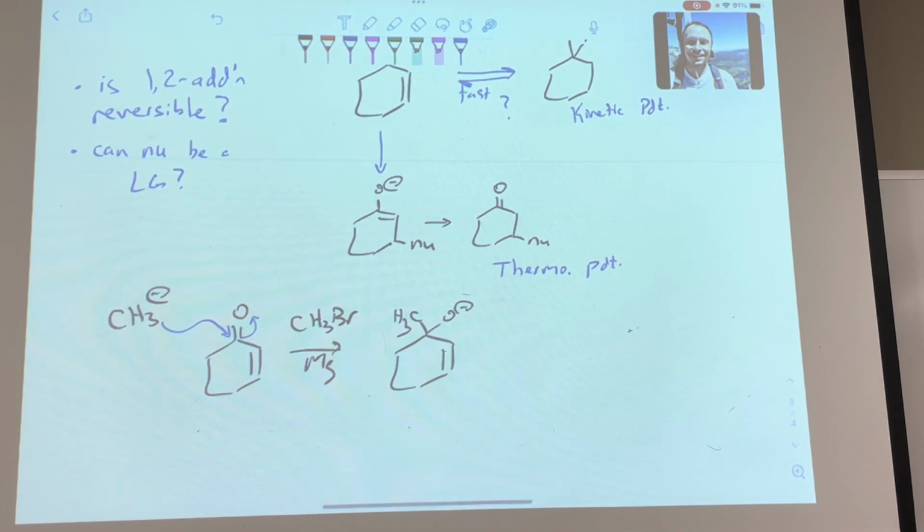Is this process reversible? Phrasing it another way, what kind of leaving group is CH3? It's terrible. You're never going to see a carbanion leaving group. And as a result, this process is effectively a one-direction arrow. It goes in this direction and it cannot go back.